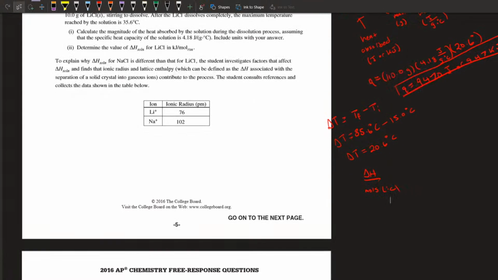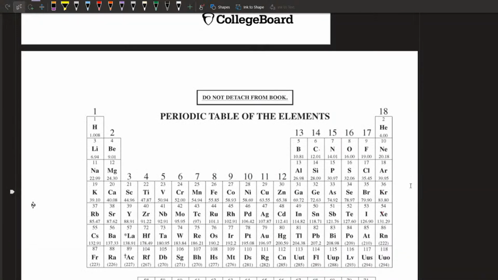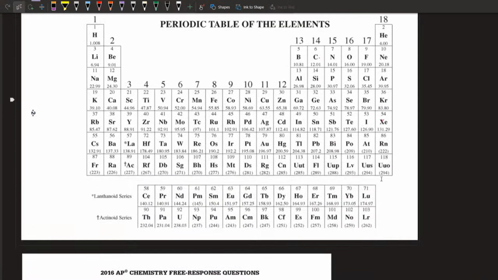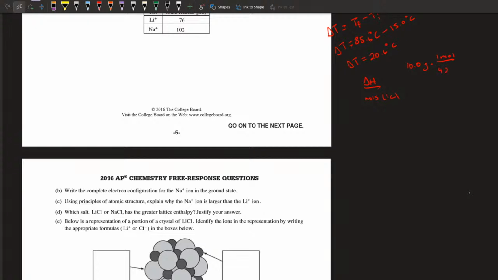So let's find that. We know that we have 10.0 grams of LiCl. So now let's convert that to moles. How are we going to do that? We're going to get the average atomic weight. So 6.94 plus 35.45 is 42.39. So we do 10 divided by that. We need 3 sig figs, so we're going to have 0.236 moles of LiCl.